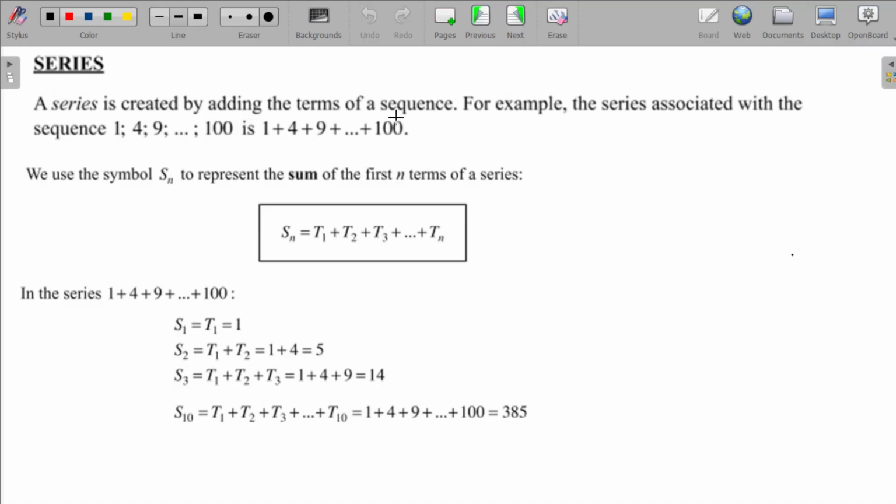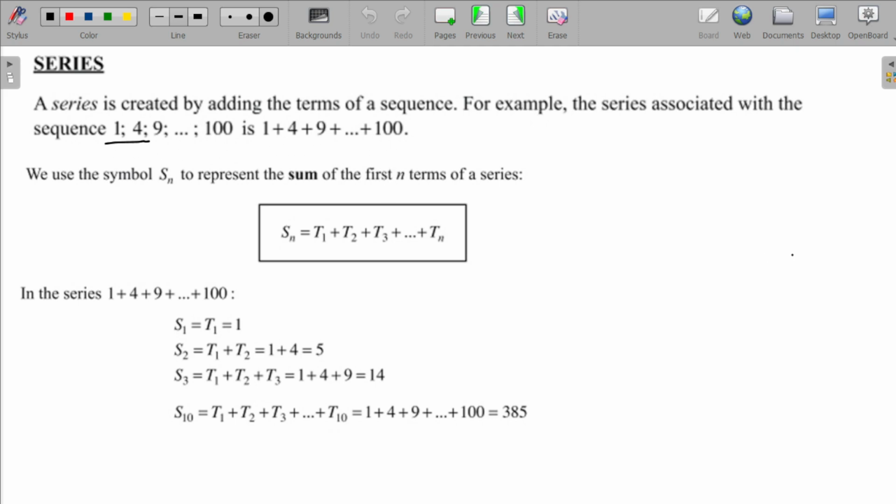Grade 12 number 13, we will be talking about series, with the new stuff that we'll be dealing with in grade 12. Now, what is a series? A series is created by adding the terms of a sequence. That's basically a series: when you start putting an addition sign between the terms of the sequence, now we call it a series.